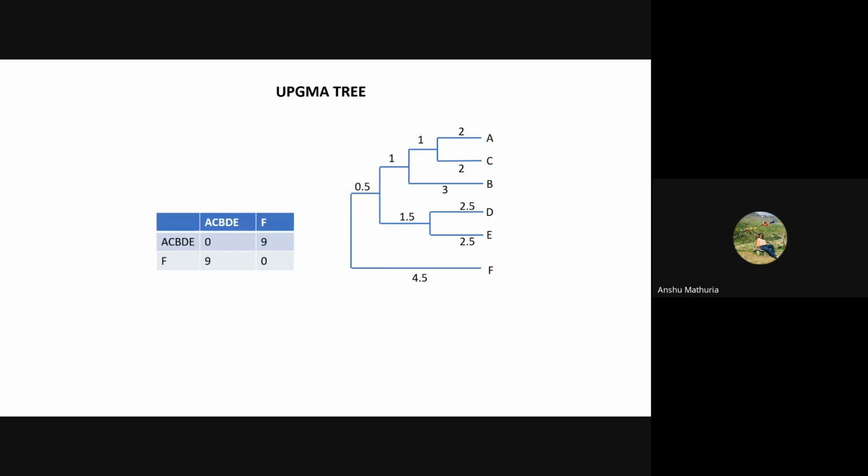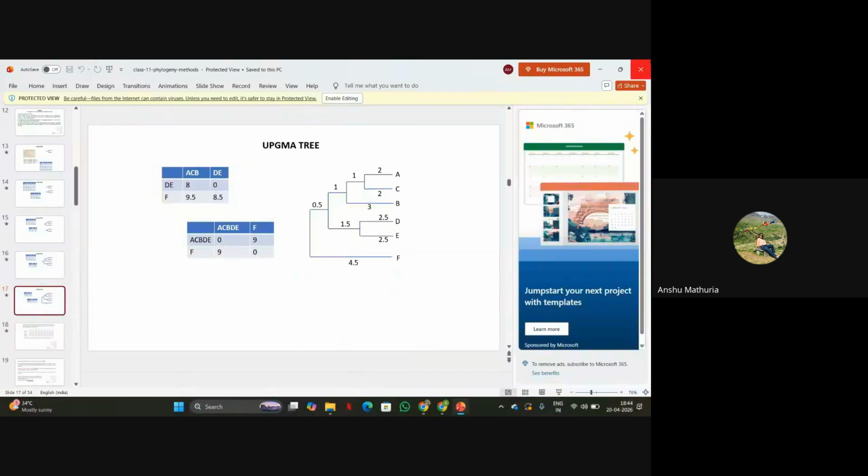Is it clear? Did you understand how to construct a UPGMA tree? Yes, ma'am. Okay. So I'll teach only the UPGMA tree for today's session.